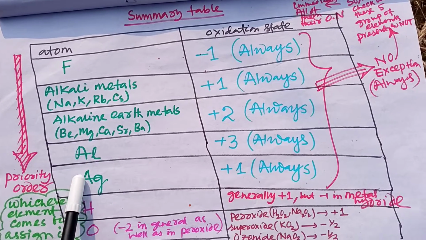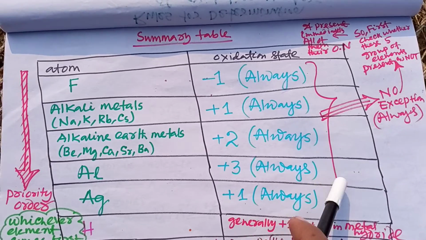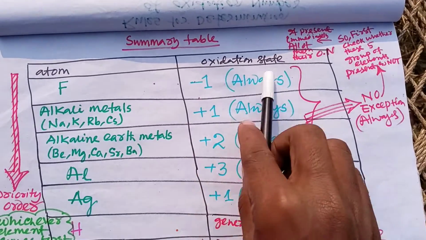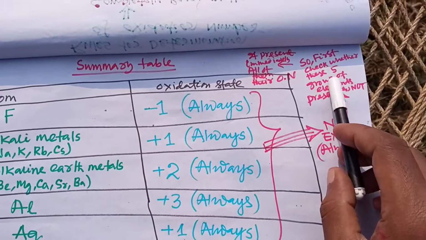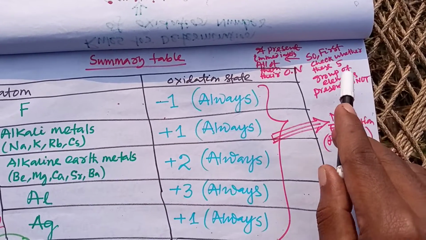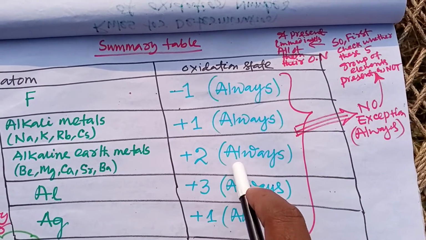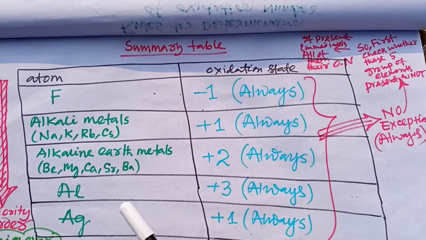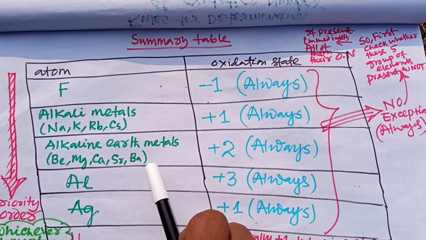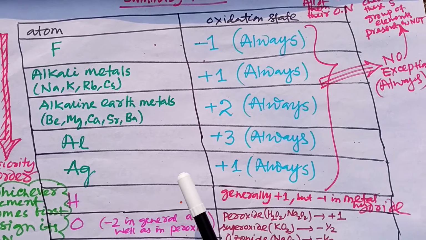For Ag, that means silver, it is +1 and it is always. For these types of elements there is no exception, so they always hold. So first of all, check whether these types of elements are present in a given compound. If present, then always allot them their corresponding oxidation number without any exception. This is your first task: check whether these elements are present in a given compound or not. If they are present, then immediately allot them their corresponding oxidation number without any exception.